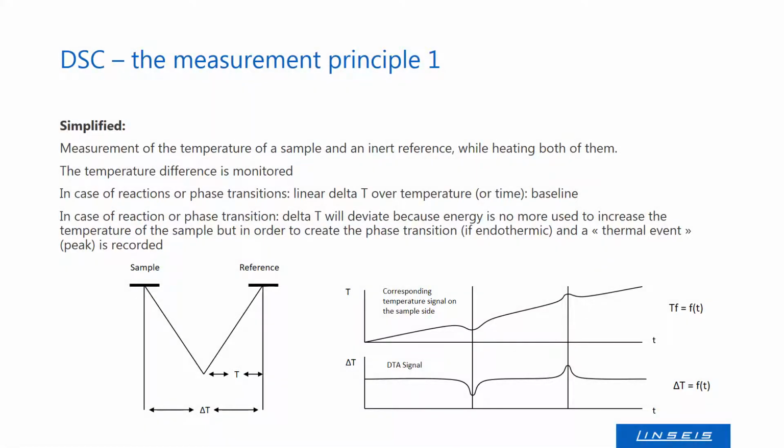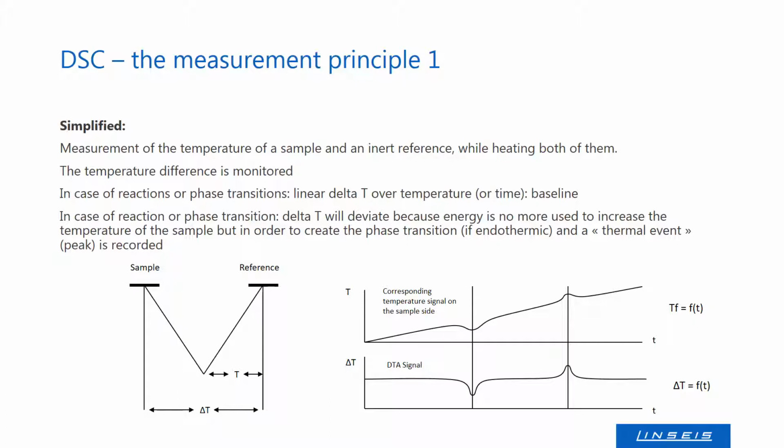First of all, I want to explain the measurement principle of a DSC measurement. Simplified, you measure the temperature of a sample and a reference site and subtract the two signals from each other. On the left side here you see the sample site, on the right side you see the reference site. What you measure is the temperature on both sides and then you form the difference. If there is no reaction or phase transition occurring on the sample site, this difference will be zero because the temperature on both sides is the same.